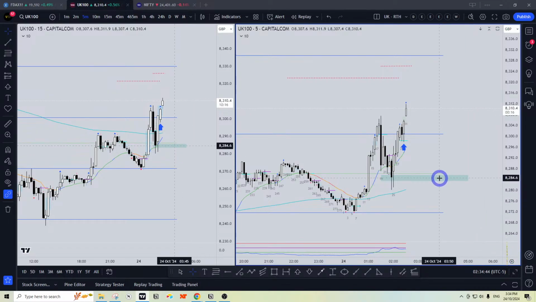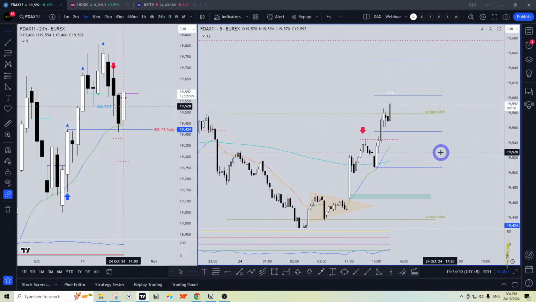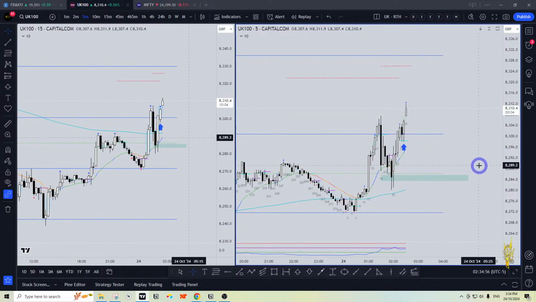G'day Anders, thanks for jumping on, mate. I missed the long on FTSE because it's bar 1 and 2. I don't usually do too much bar 1 and 2, but I'm long FTSE.